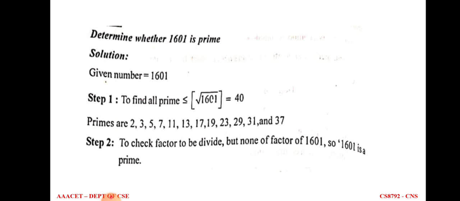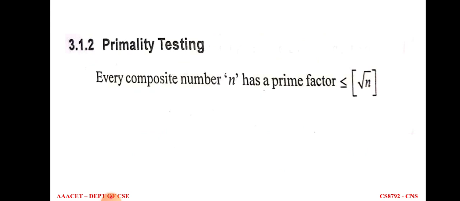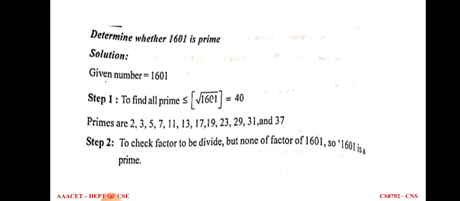38 is not prime and 39 is not prime, and 40 is also not prime, because here the condition is less than or equal to root n. So the number can be equal, here 40, but 40 is not prime, so we are not taking that number. So 2 to 37 are the prime numbers which are less than or equal to 40. So this is the first step.